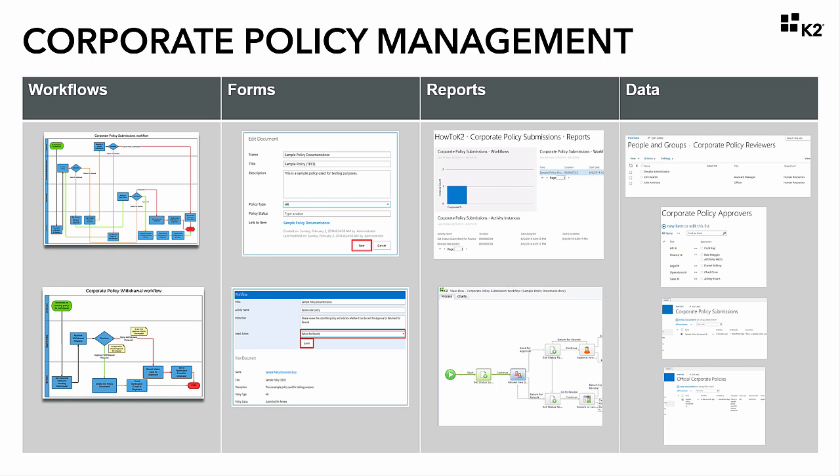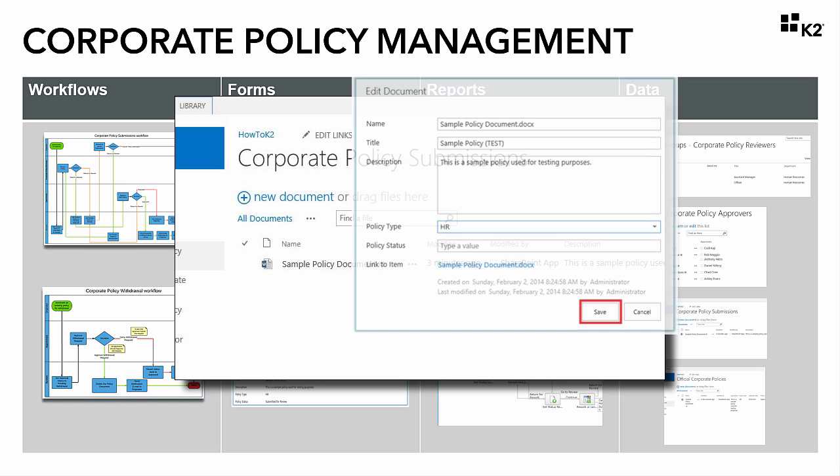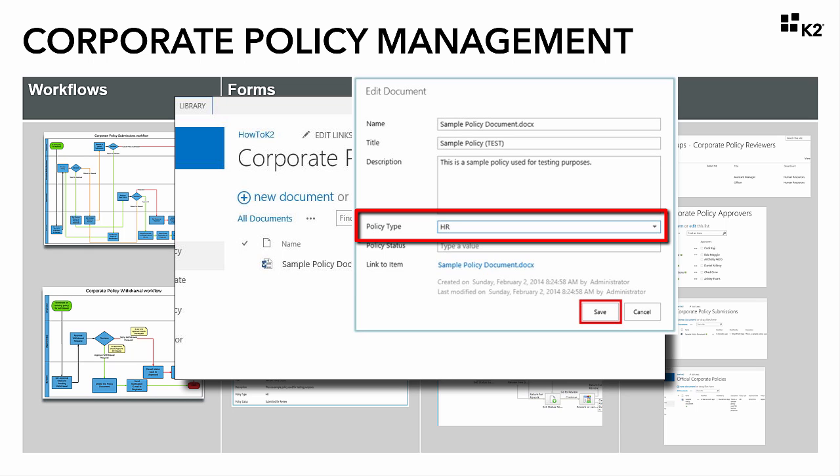Let's take a moment to talk about the data sources driving this application that will include a SharePoint list, 2 document libraries, and a SharePoint permissions group. The first library is the Corporate Policy Submissions Library, which is used like a staging area for policies that are being edited, reviewed, or approved. Keep in mind, for our application, any user can submit a policy for approval. When a user submits their policy, they will need to select the policy type from a drop-down list so that the policy can be routed to the correct approvers.